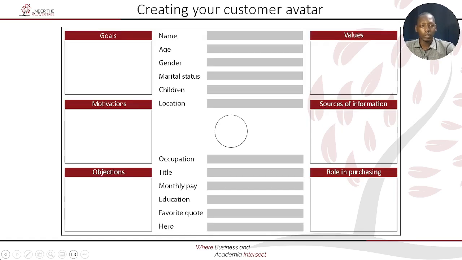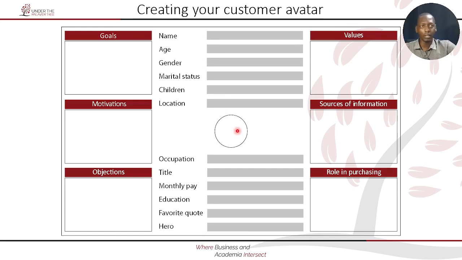The tool we're going to be using today is something known as the customer avatar. Here we have a small template that summarizes what you might find in a customer avatar. And so what we have here are a couple different sections. In the center, we have general information like name, age, gender, marital status, whether they're married or not, whether they have children, where they are located. In the middle, you have space for a picture.